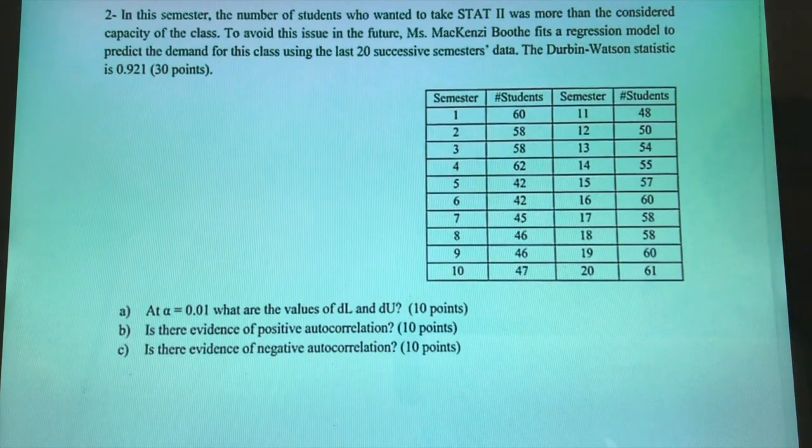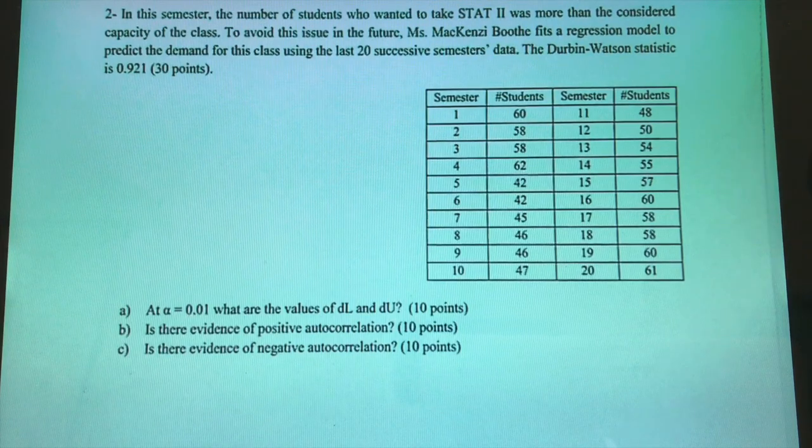It says, in this semester the number of students who wanted to take Stat 2 was more than the considered capacity of the class. To avoid this issue in the future, Ms. Mackenzie Booth fits a regressional model to predict the demand for this class using the last 20 successive semesters' data. The Durbin-Watson statistic is 0.921.